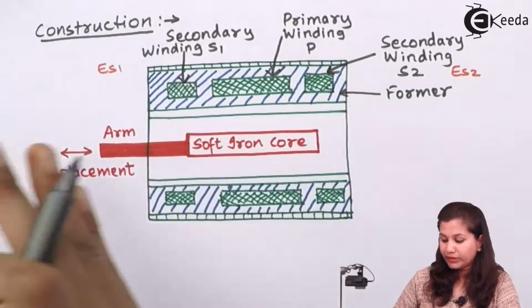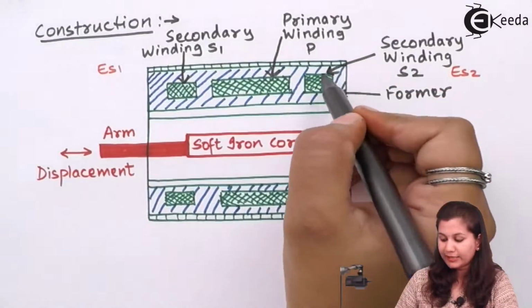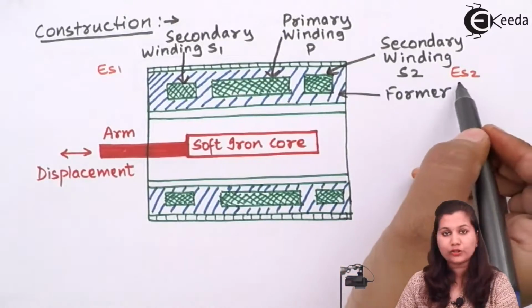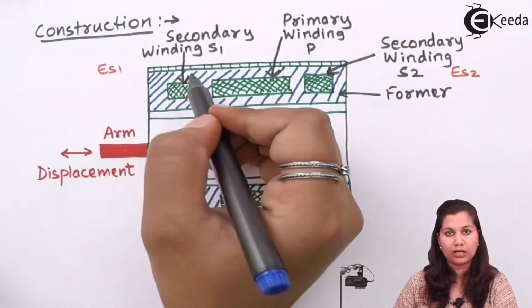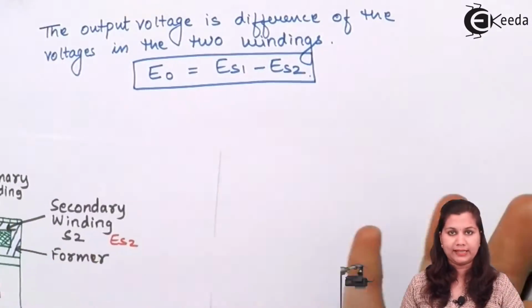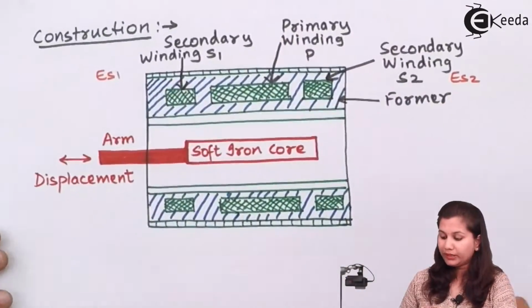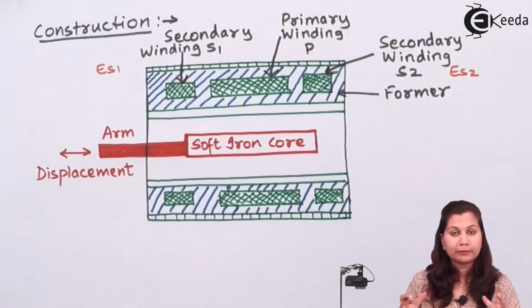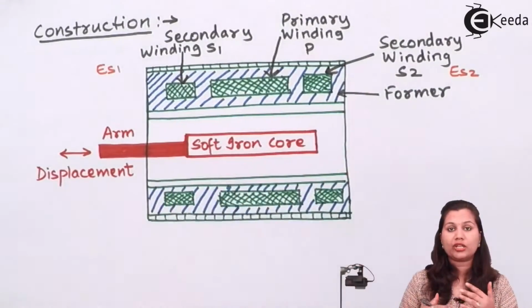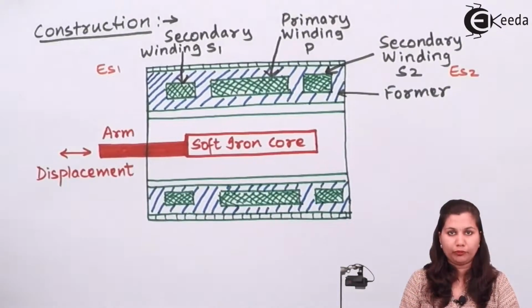Okay, so towards the right hand side, the flux linked with the secondary winding S2 will be greater, so ES2 will be more than ES1. So the output voltage will be ES2 minus ES1. In this way, the displacement which we are doing in this soft iron core is changing the magnitude of the output voltage.